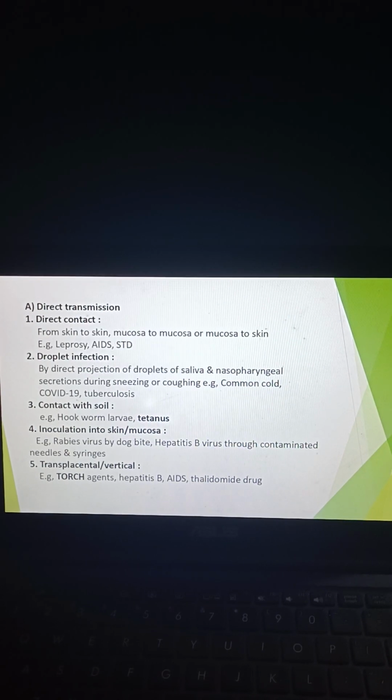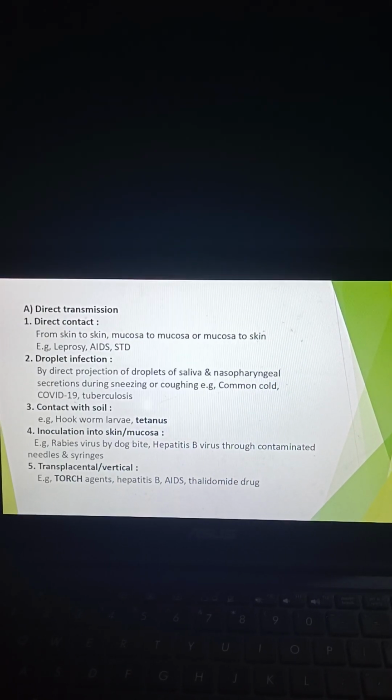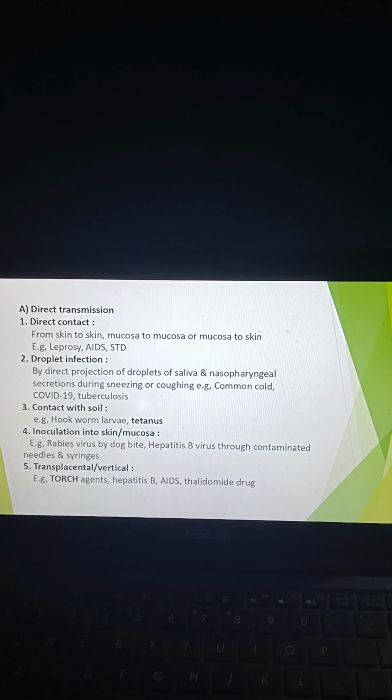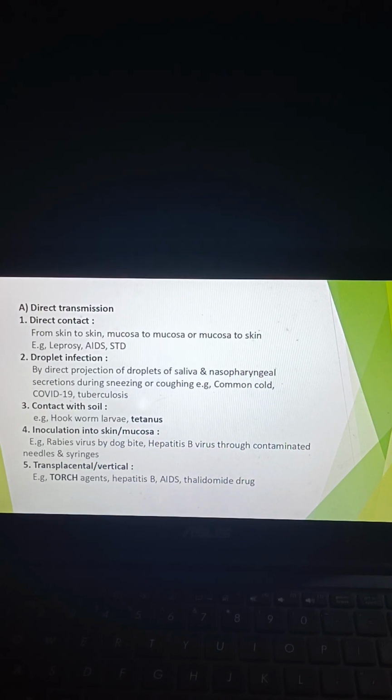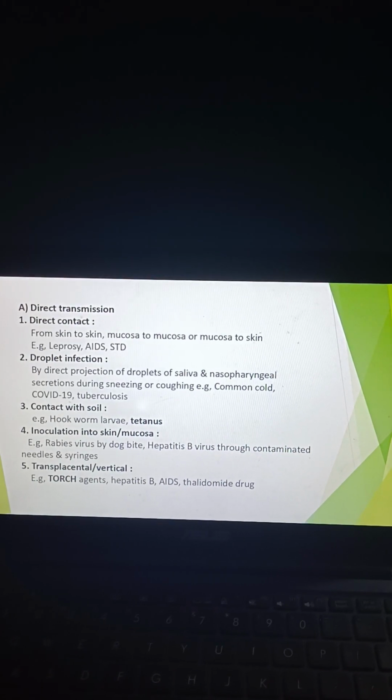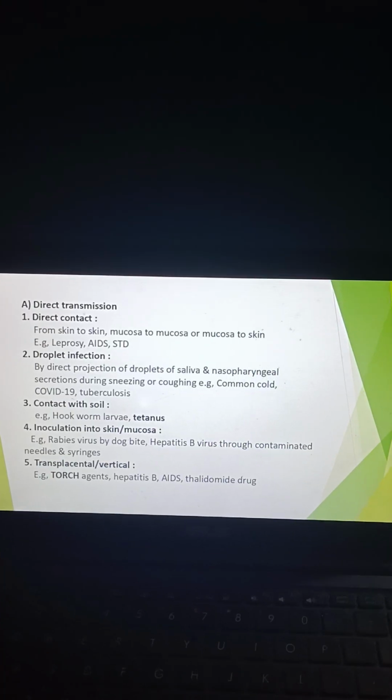And then another mode of transmission is transplacental or vertical transmission. That is, for example, TORCH agents, hepatitis B, acquired immune deficiency AIDS, and thalidomide drug. So TORCH agents. These are transplacental or vertical transmission.